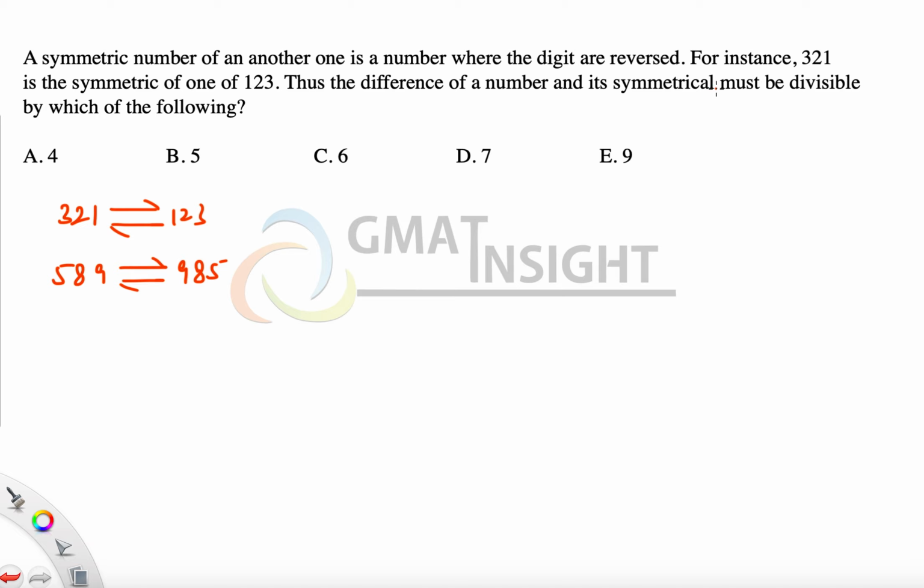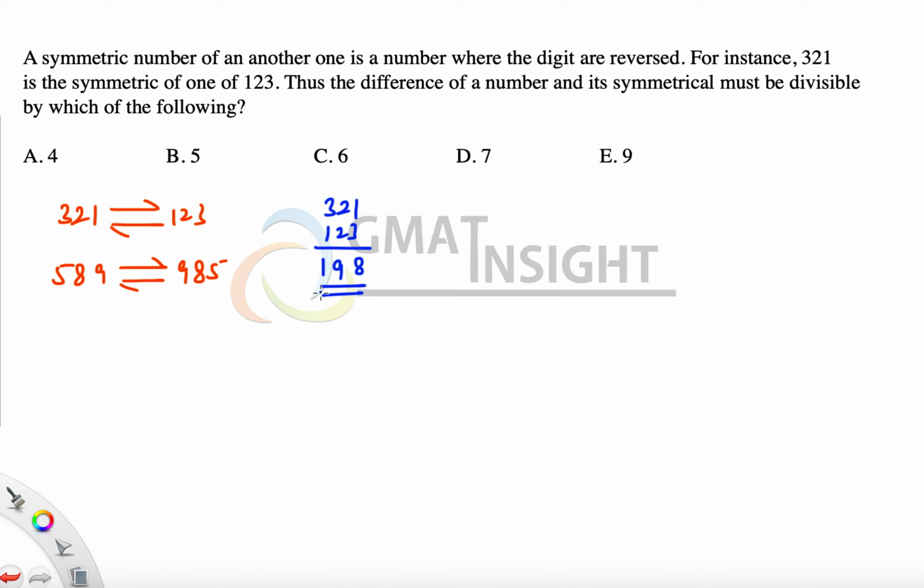Thus the difference between the number and its symmetric number must be divisible by which of the following? In such questions, since we already have an example of 123 and 321, what I intend to do first is subtract 123 from 321 and see what difference I get. So let's quickly subtract. I have 198. The question is: the difference of these two numbers is divisible by which of the following numbers?